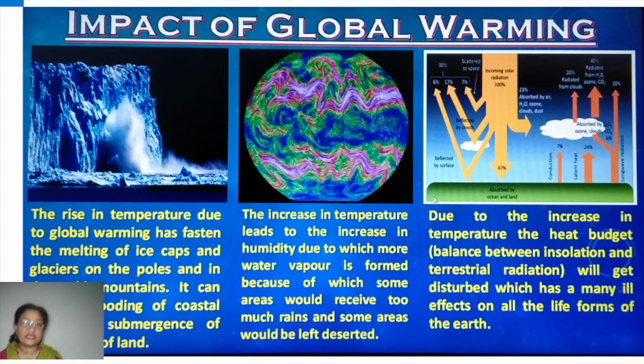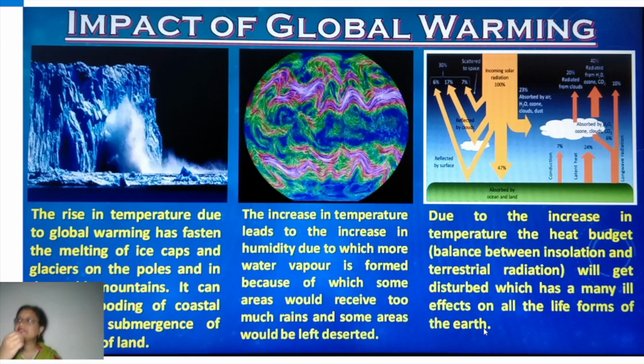Moreover, one more thing you can easily see here: there is a balance which is maintained between the incoming solar radiation and the terrestrial radiation. These are a few terms which I discussed in the earlier part. Incoming solar radiation is the total amount of heat from the rays which are coming from the sun. That heat is 100%. Out of that, it's not totally reaching the earth's surface. Only some part of it is able to reach the earth's surface. The rest of it gets scattered.